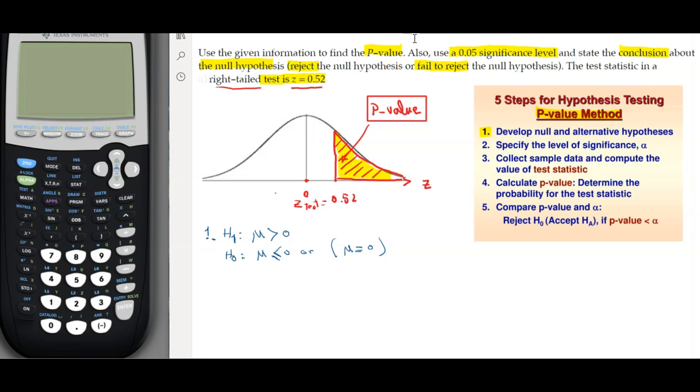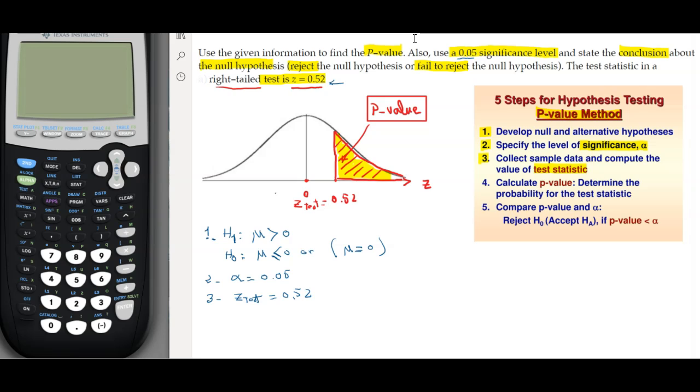Second step, we want to specify the level of significance, and that's going to be 0.05. So the second step, alpha is going to be equal to 0.05. The third step, we want to figure out what the test statistic is. Usually we calculate it from other values. However, in this example, it is given to us, and the z test is equal to 0.52.